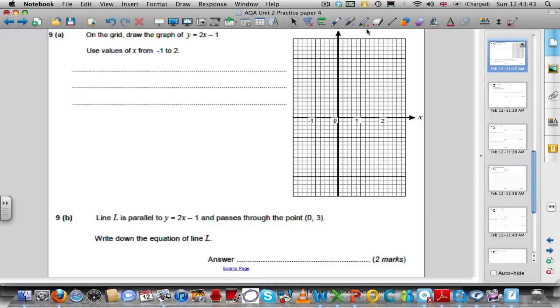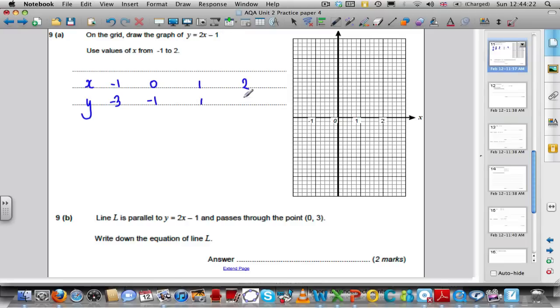There are 2 ways to do this, I would say. The first is to use a table, an XY table, for the values of x, minus 1, 0, 1 and 2, and then to work out what the y would be when you choose x to be each of those values. If x was minus 1, 2 times minus 1 is minus 2, minus another 1 gives you minus 3. X is 0, 2 times 0 is 0, 0 minus 1 is negative 1. 2 times 1 is 2, 2 take away 1 is 1, and 2 times 2 is 4, 4 take away 1 is 3.